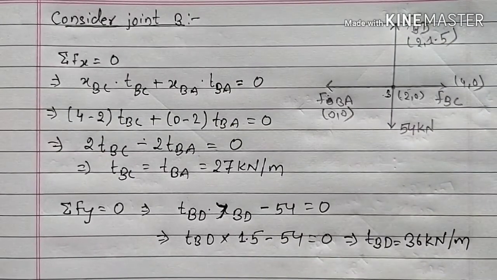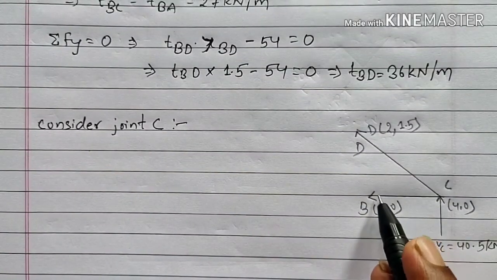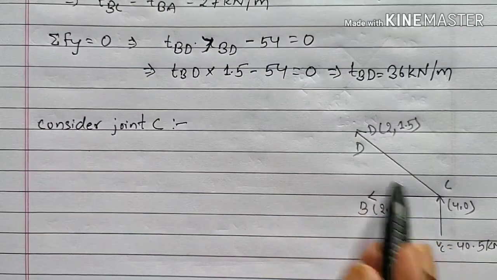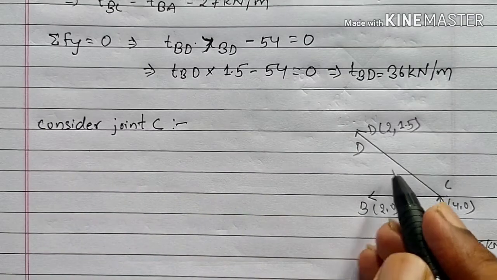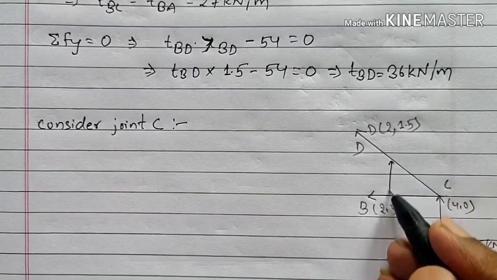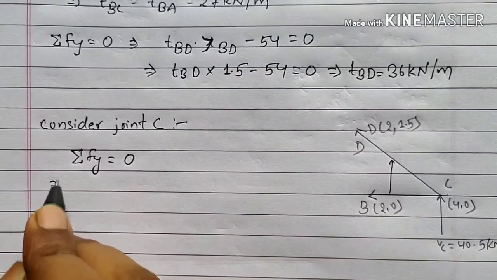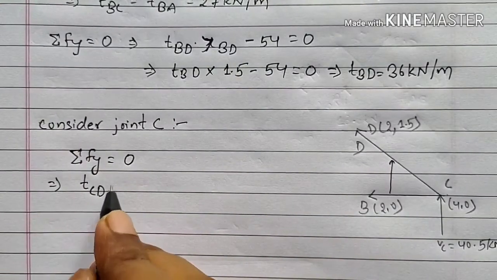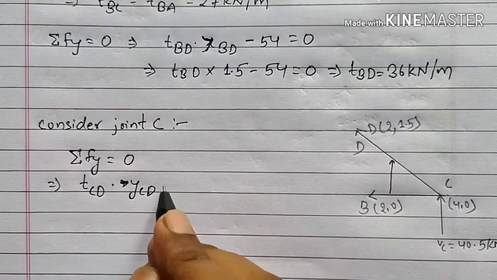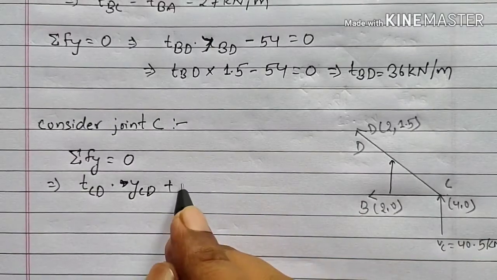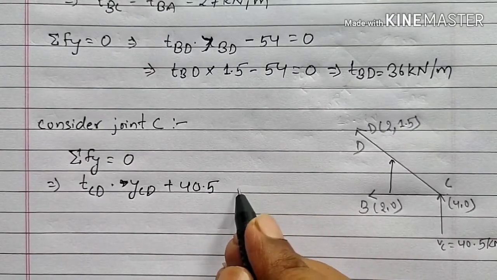Now let's move toward the joint C. Now while considering the joint C, we have already got the value of TBC, we only need to find the value of CD, and for that let us resolve this CD in a vertical direction. So we will have here summation Fy equals to 0 implies TCD into YCD, so we need to apply here YCD, plus force in y direction is VC, that is 40.5 kilonewton, which is acting upward, so positive, equals to 0.